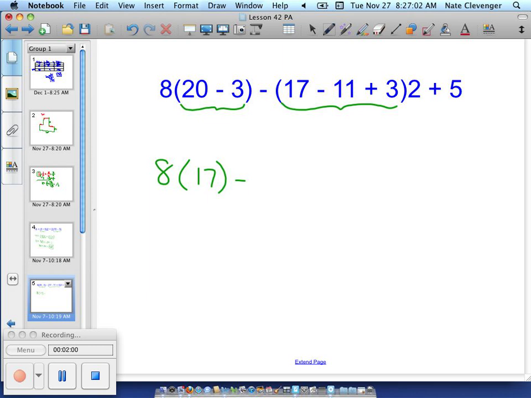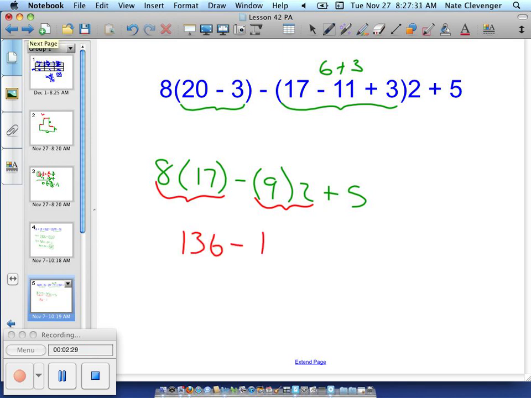Now inside this parenthesis, we just have addition and subtraction, so we work left to right. So 17 minus 11 is 6 plus 3 is 9. So you can see I did those, kind of combined that step. Do I have any multiplication or division? Don't I have implied multiplication between those and those? And this is 136, and you could use your calculator for that, plus 5. 9 times 2 is 18, plus 5.